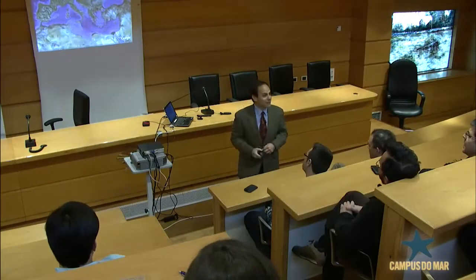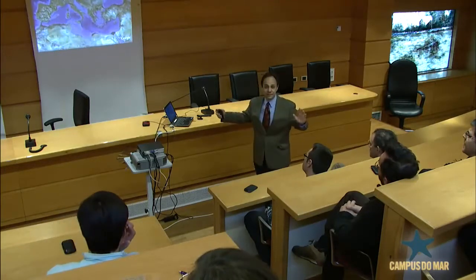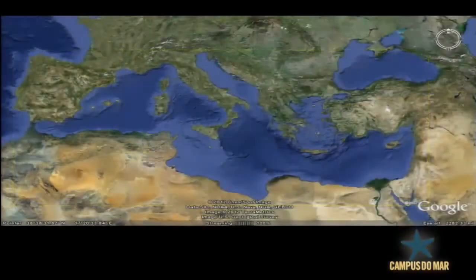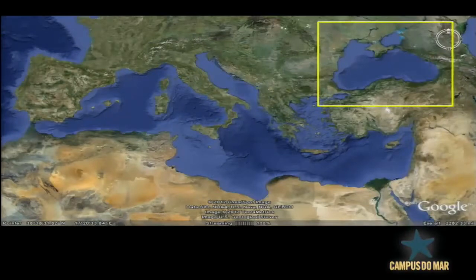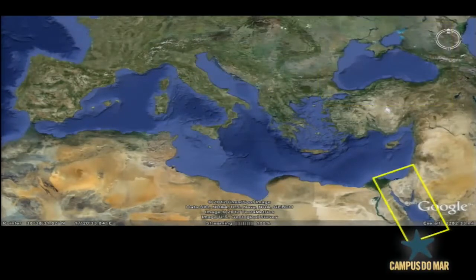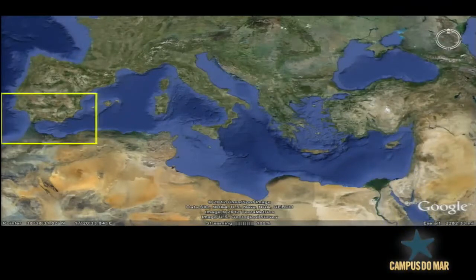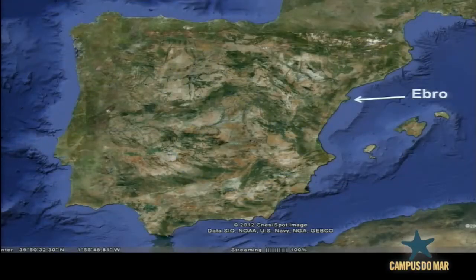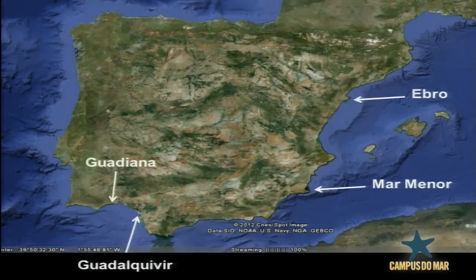And when I'm talking about semi-enclosed systems, I refer to different scales. Any scale that you're interested in, for example, the scale of the whole Mediterranean, or the Adriatic, the Black Sea, the Red Sea, even the Suez Canal or the Gibraltar Strait. Or smaller scales, like the estuaries in the Spanish peninsula, like the Ebro, the Mar Menor, the Guadalquivir estuary, the Guadiana estuary, or the Rias. Any of these are semi-enclosed systems for which the concepts I'm going to talk about today may apply, at any scale that you're interested in.